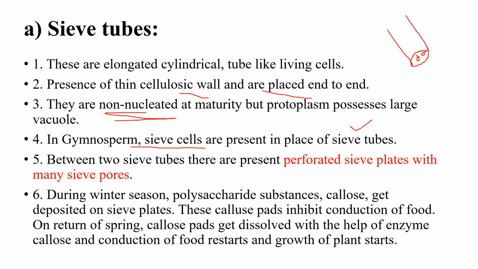Then during the winter season, the polysaccharide substance callose gets deposited on the sieve plate. The callose pads inhibit conduction of food. On return of spring, callose pads get dissolved with the help of the enzyme callase and conduction of food restarts and growth of the plant starts.